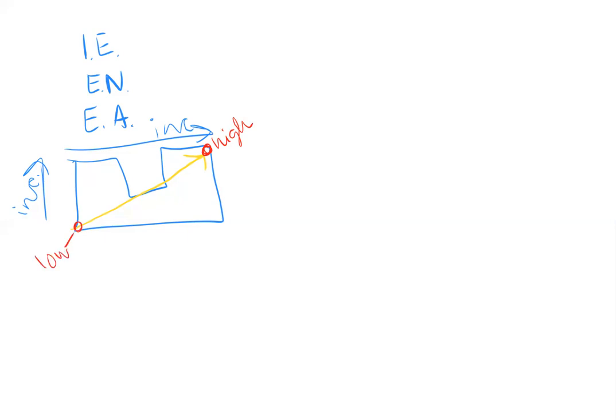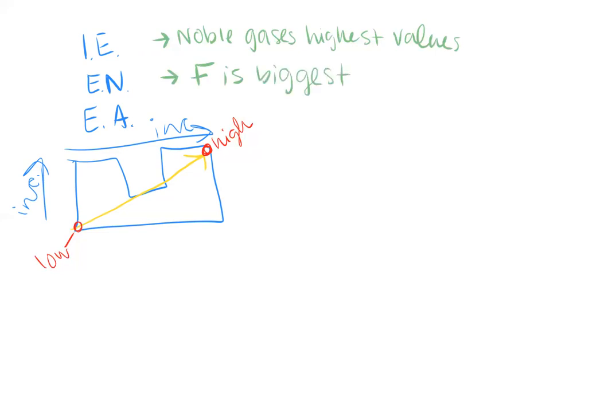So remember, a major difference in these three is that for ionization energy, the noble gases have the highest values. For electronegativity, fluorine is the biggest. So those are two to remember, super important things. And for both electronegativity and electron affinity, noble gases don't have values. Okay, so let's look at some examples we could possibly have.